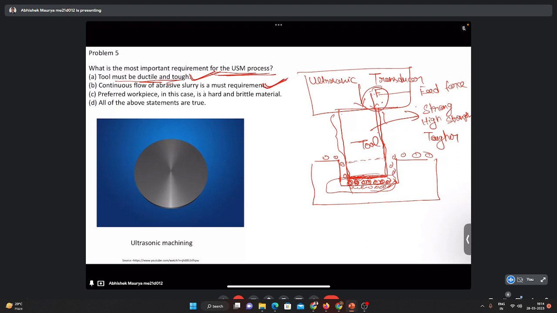And the third one, the preferred workpiece in this case is a hard and brittle material. Yes, this is the prime requirement. Otherwise, material removal will not take place. Only hard and brittle material can be machined by ultrasonic machining. So since all are correct, the correct answer is D.